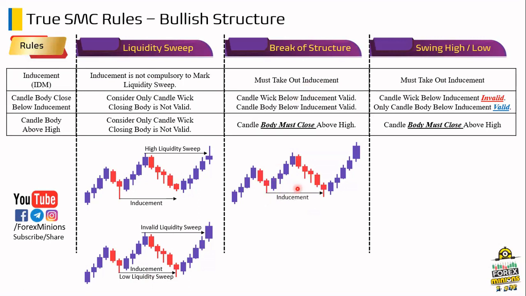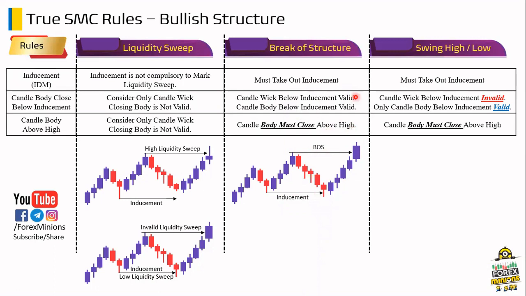Now, the candle took out this inducement by candle wick, swept this inducement and moved high. Here, price created a new high, and note the candle reaction above the previous high. As the candle body closed above the previous high, this is a valid break of structure, or we can call it BOS, because the market respected all of these three rules.